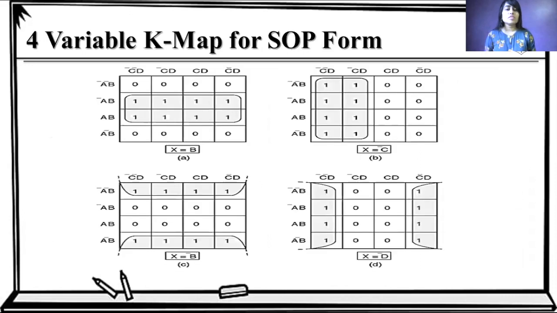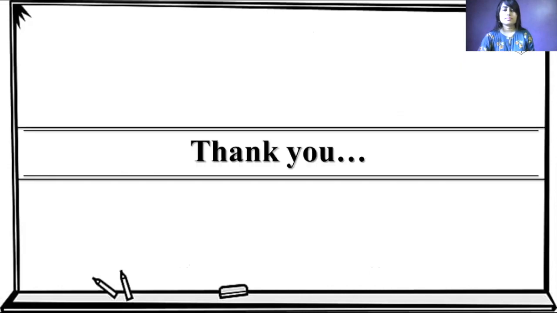Then again we can make a group of 8 like this, 8 like this. We can also make a group like this and also like this. So this is how we can make groups of 8 for a simplified function. Here we discussed the K-map for SOP form. Thank you.